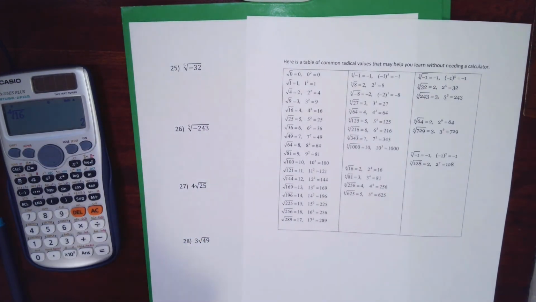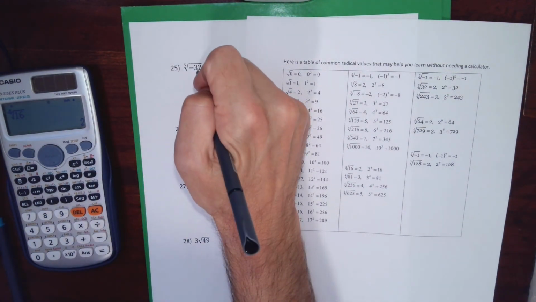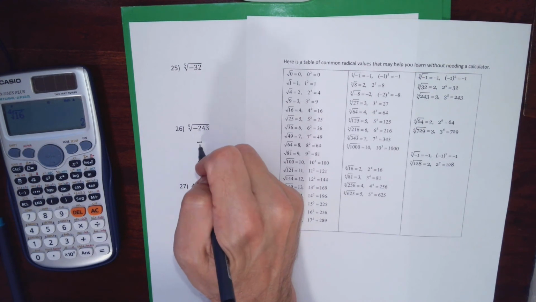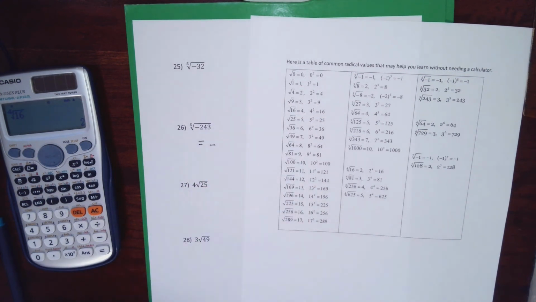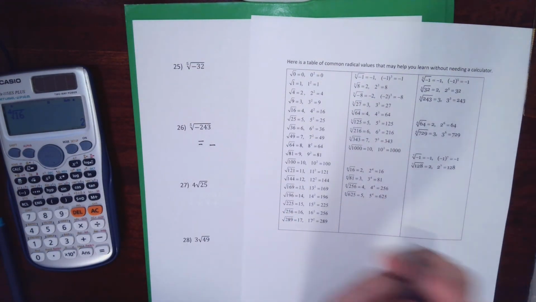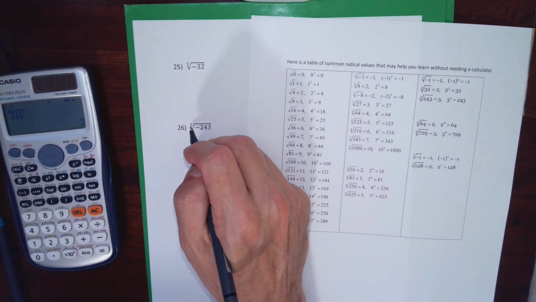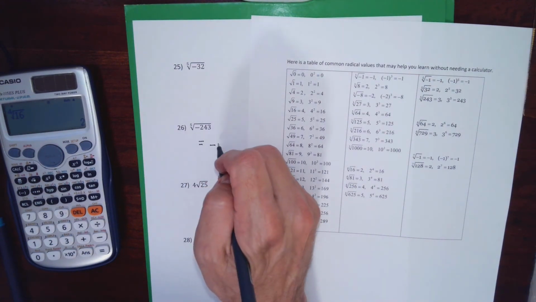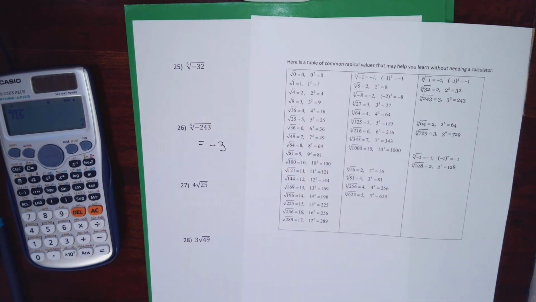25 and 26 want me to do a root with an odd index and a negative radicand. If you have an odd index and a negative radicand, the answer is negative, and the number is going to be whatever the radical would reduce to if it was positive. So 26 wants me to find the fifth root of 243, which would naturally be 3, but because the index is odd and the radicand is negative, I have to have a negative answer.